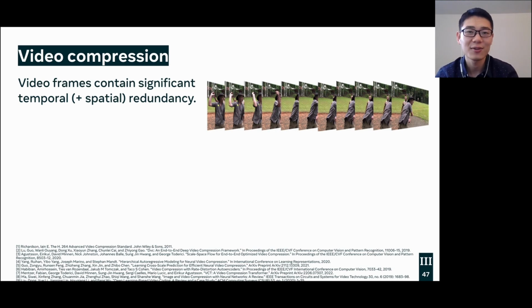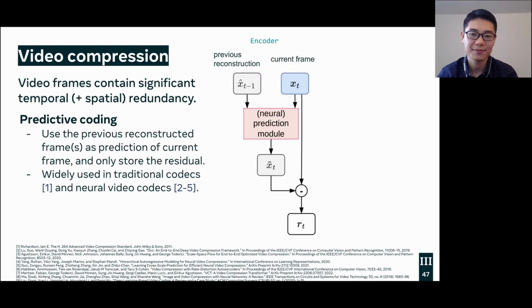Let's take a look at video compression. A video is just a sequence of images or frames, and besides spatial redundancy among the pixels within each frame, there's also strong temporal correlation across the different frames, which we'd like to exploit to reduce the bit rates. Let's take a look at one popular approach known as predictive coding.